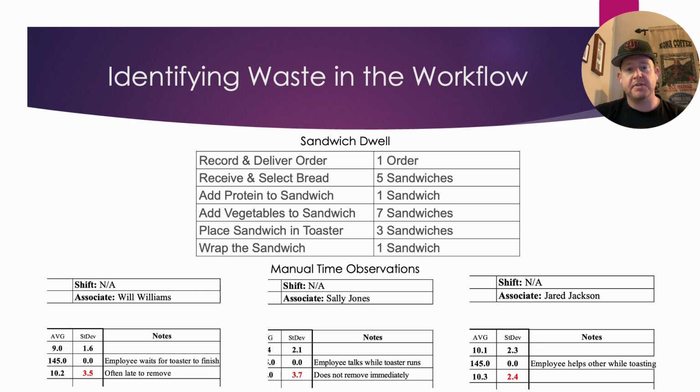From these snippets of manual time observations, it looks like Jared, not that Jared, is picking up all the slack by helping out elsewhere when he has downtime, while Will and Sally are standing around posting selfies on Instagram. Whether it's human downtime or dwelling work in progress, these are symptoms of workflow waste that is costing us money.